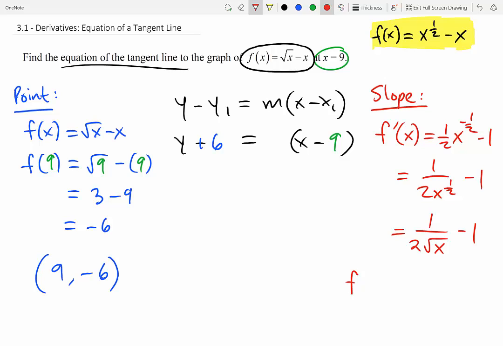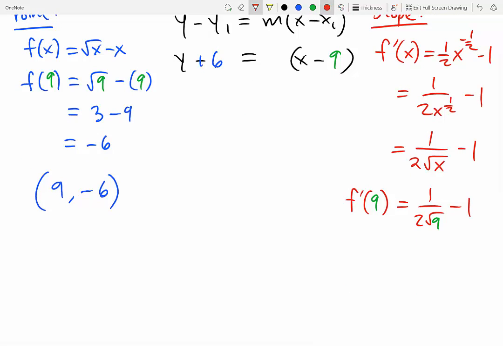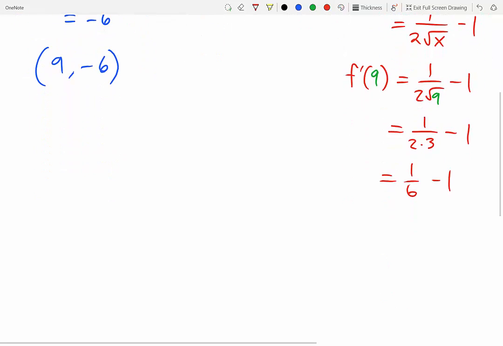So just like we did before, we're going to plug something into this derivative, which means we'll take the x value of 9, plug it into our derivative, and notice what we get, a calculation that will give us our slope. So this is 1 over 2 times 3, minus 1. This is 1 over 6, minus 1. This is actually a negative 5 over 6. So this is the slope of our tangent line at x equals 9. The slope is negative 5 over 6.